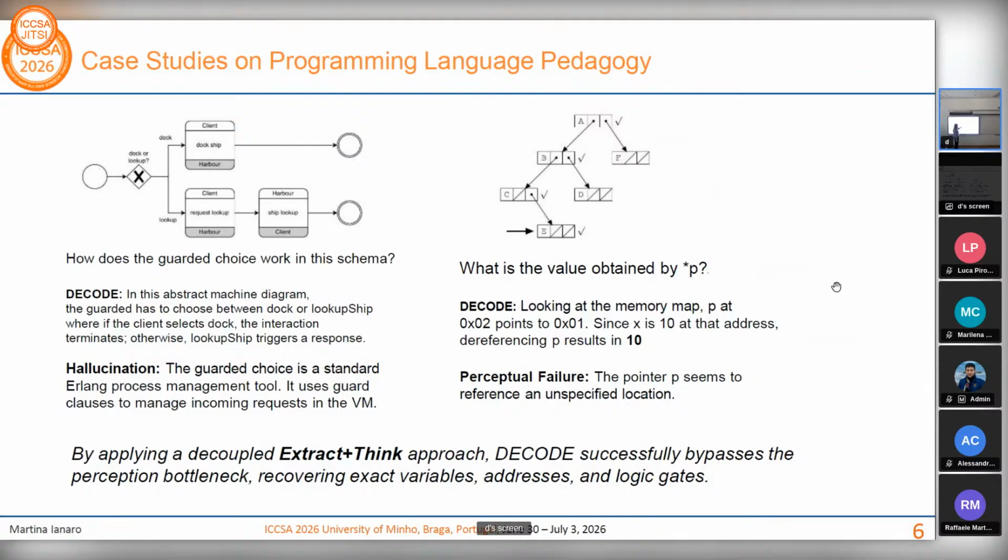On the right part, there is another example, and we can see that the baseline answer says that the pointer seems to reference a specified location. So here the image is visible to the model, but it's not able to understand it very well. It's misreading the image. The code answers in the right way. So we can say that by applying a decoupled approach, the code bypasses the perception bottleneck, recovering the exact variable addresses and the logical gates.